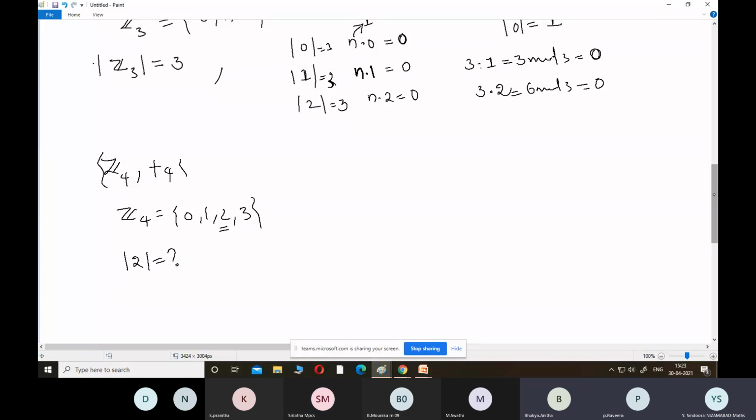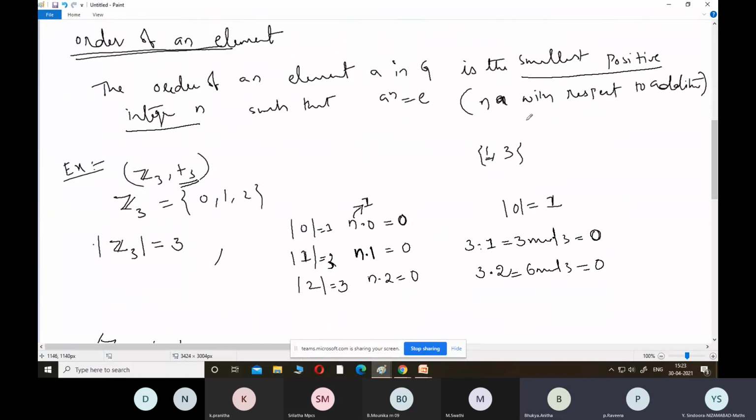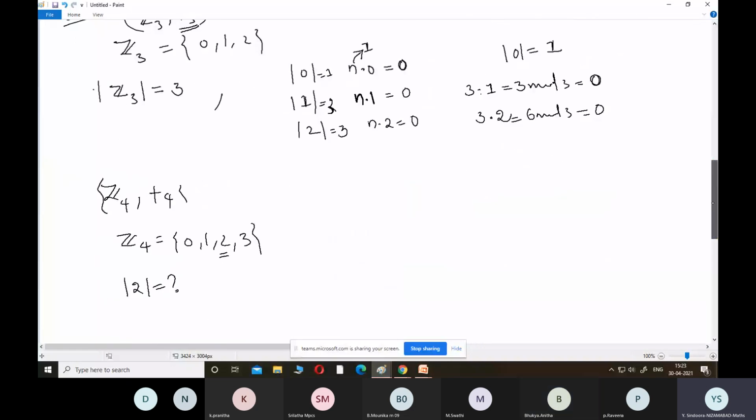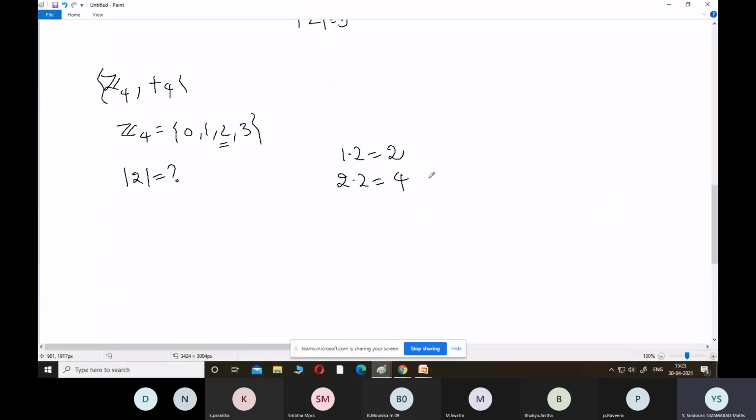See, when it comes to addition, it should be taken as n into a. So if I take 1 into 2, it is nothing but 2 for us. 2 into 2 is nothing but 4, but 4 modulo 4 is nothing but 0 for us. Now, what is order of 2 I can take here? It should be 2, right?